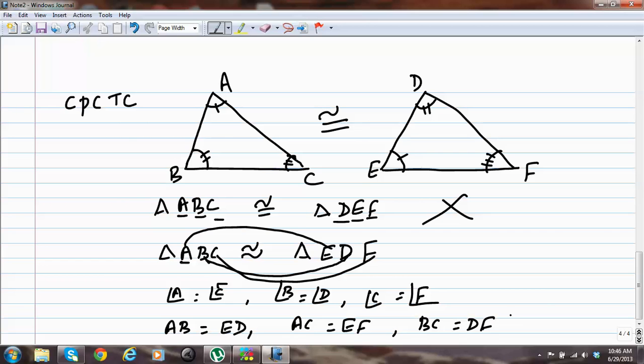So today we have discussed all the rules by which two triangles can be called congruent, and in the next session we'll be doing some problems to prove that given two triangles are congruent.